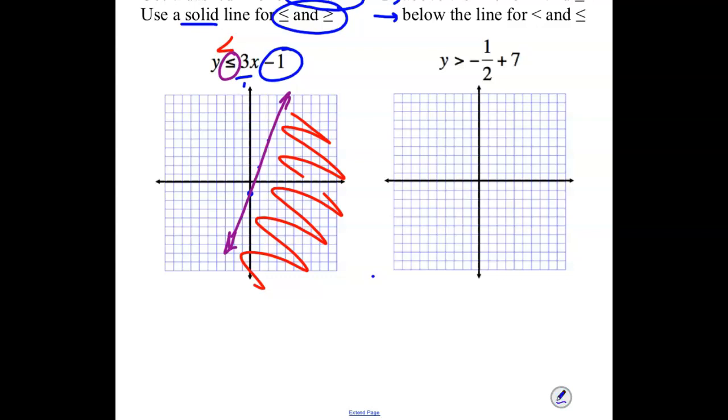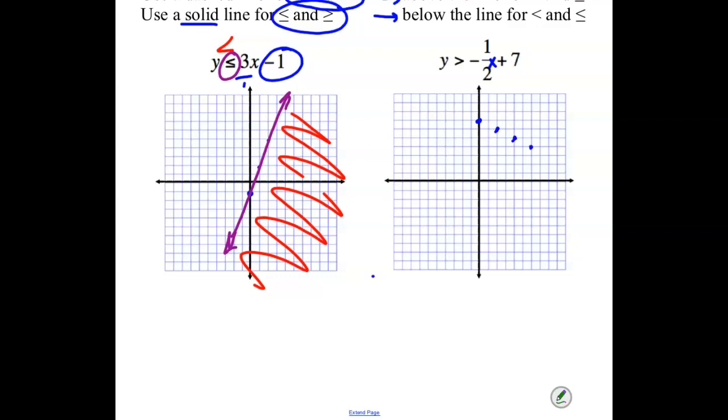All right, let's try the next one. This time it says y has to be greater than -1/2. There should be an x there. Sorry about that. -1/2 x plus 7. Our y-intercept is our 7, so let's put a dot at 7. And then we're going to do a -1/2 slope, so down 1, right 2.